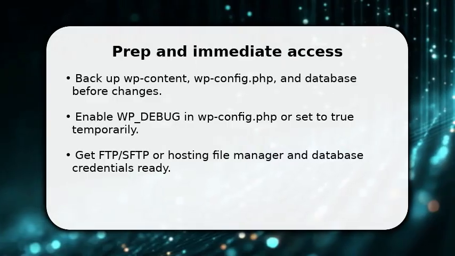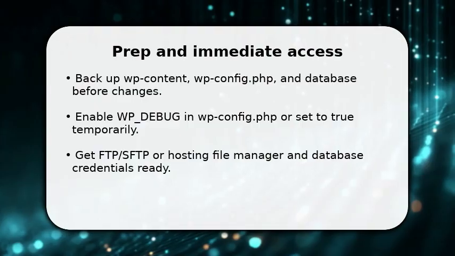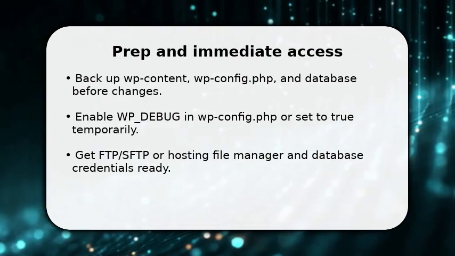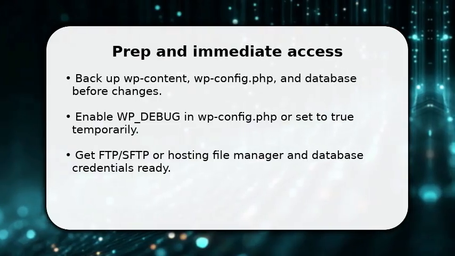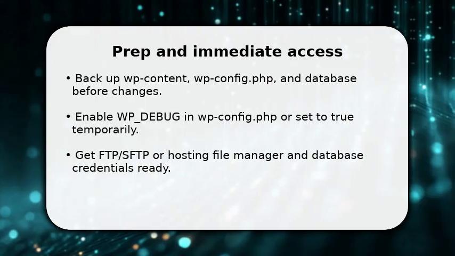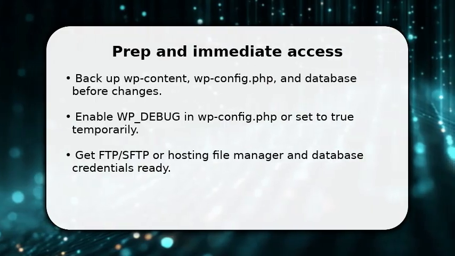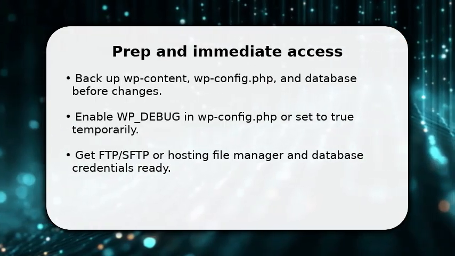You start by securing the site: backup WP content, WP config, and the DB so you can roll back if needed. Next, enable WP debug in wp-config.php to reveal error details. This shows the file and line causing the fatal error.